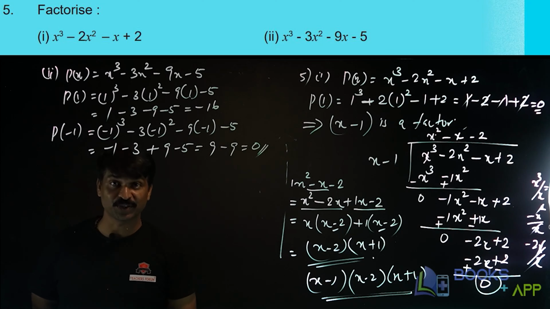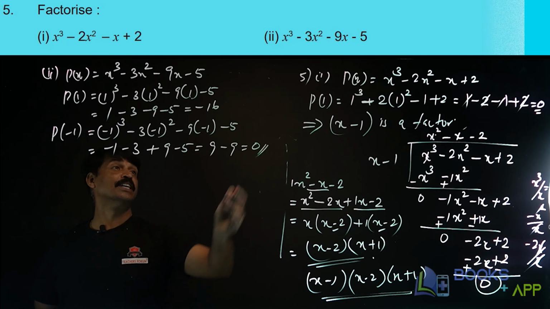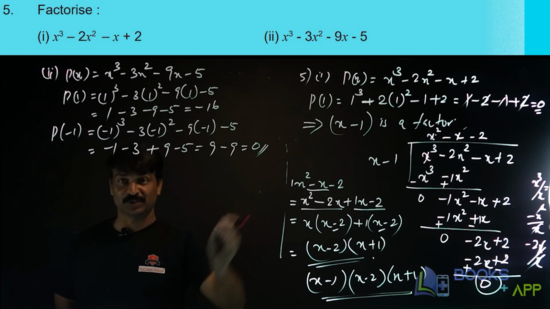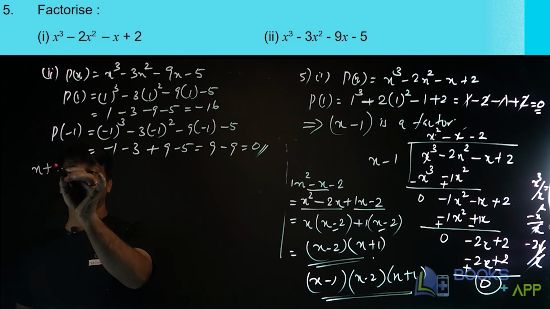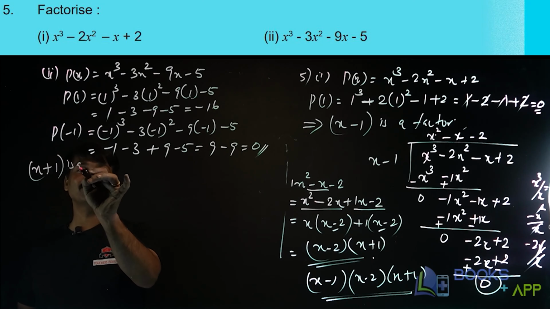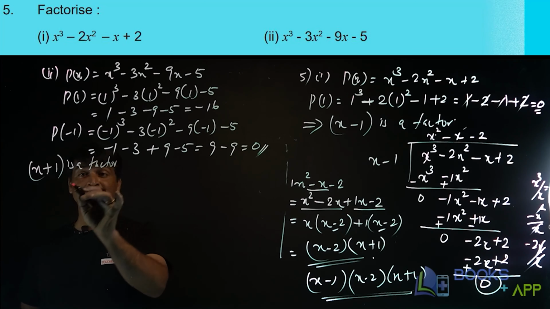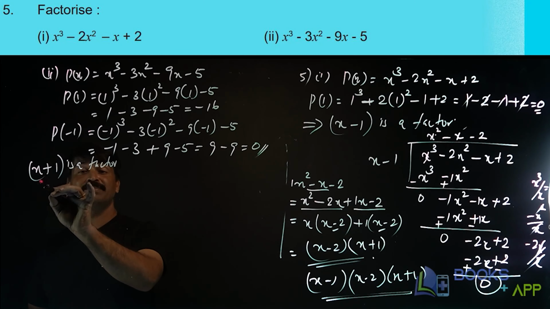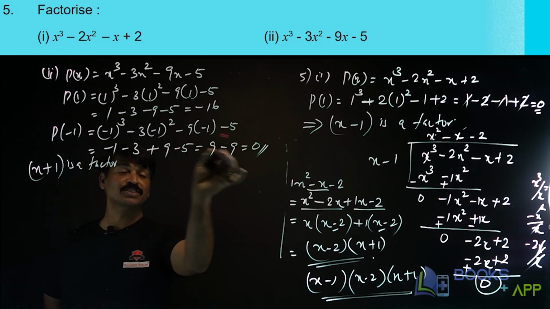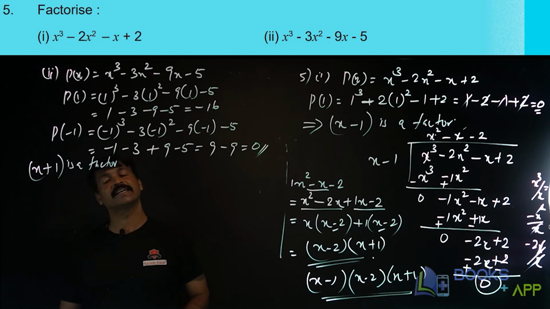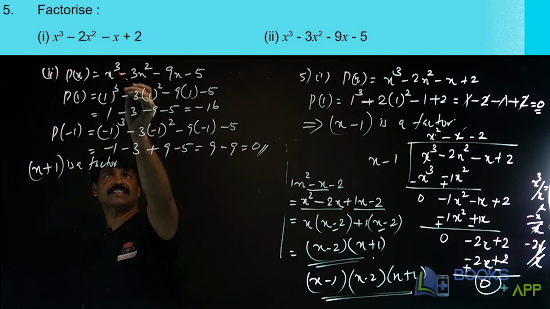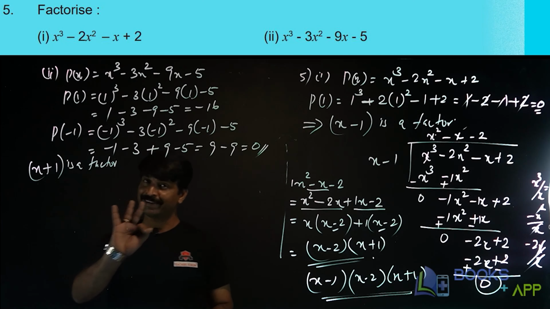If p of minus 1 is equal to 0, what will be a factor? If p of 1 is equal to 0, x minus 1 is a factor. If p of minus 1 is equal to 0, what is a factor? Yes, x plus 1 is a factor. Because if x plus 1 is a factor, the remainder will be p of minus 1, isn't it? That will be 0. Here p of minus 1 is equal to 0, so x plus 1 is a factor. Now how many factors will be there? Degree is 3, so 3 factors will be there.